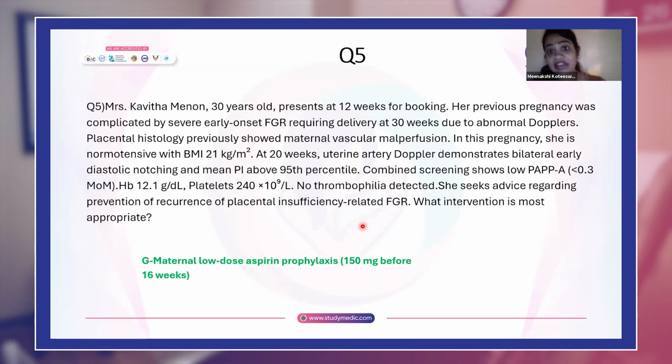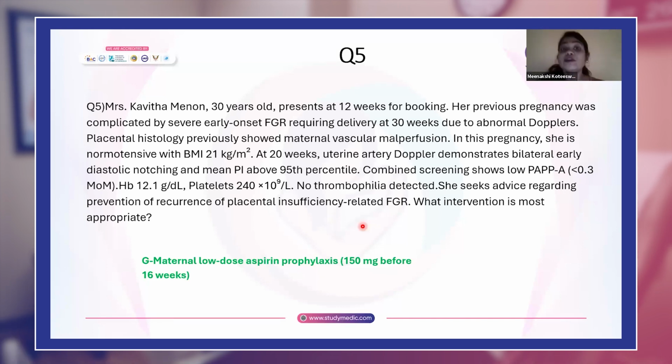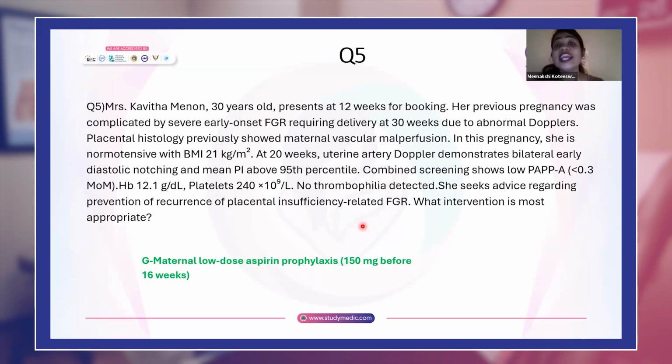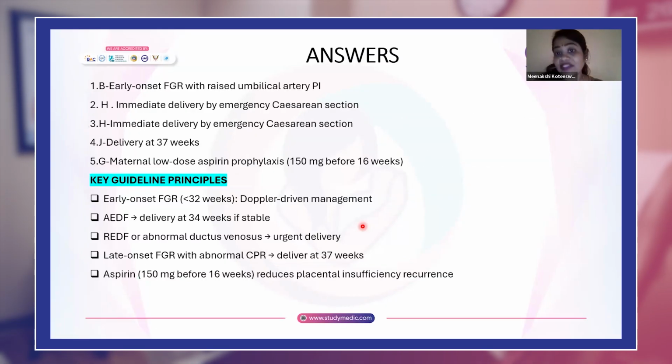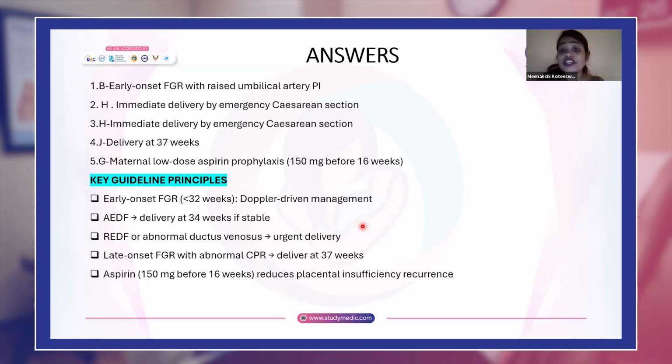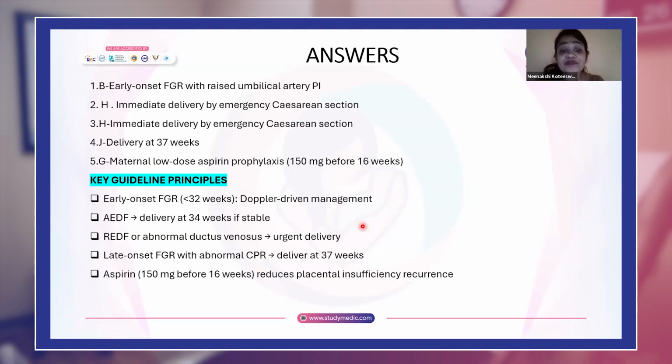And it's important that you start the aspirin since she's already at 12 weeks of gestation. So please make sure that you look into the gestational age as well. You'll be starting the aspirin only after 12 weeks, ideally before 16 weeks. So make sure that you look into options carefully to see which gestational age she is falling into.